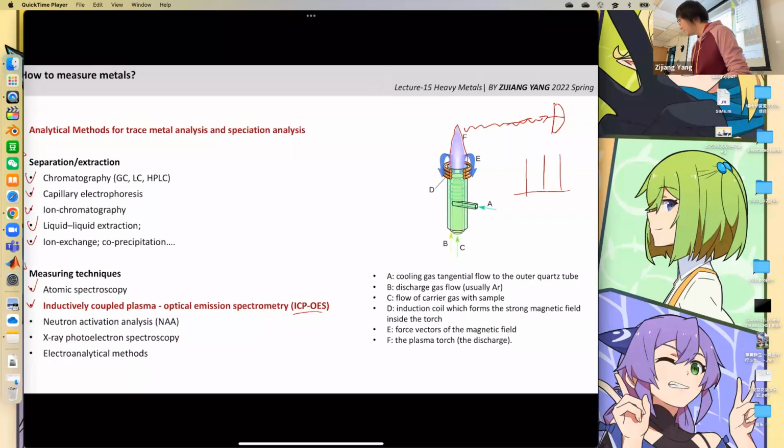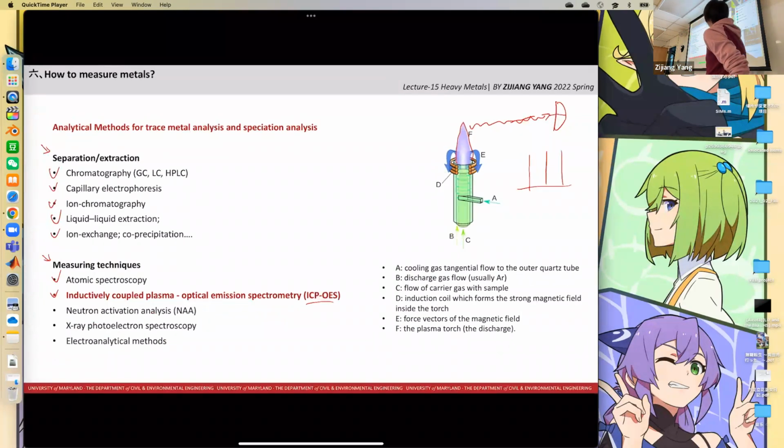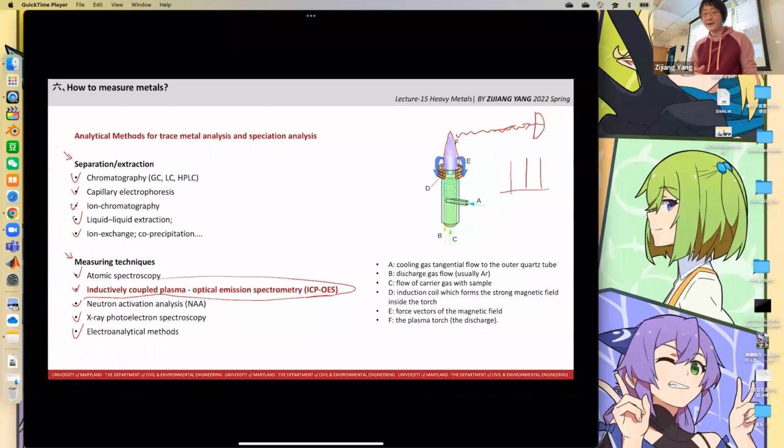After next week's experiment, when we have more understanding of this instrument, we may also look at neutron activation analysis, X-ray photoelectron spectrometry, and electroanalytical methods. Again, I have only used this method before, and the other methods I haven't used. For this part, do you guys have any questions?